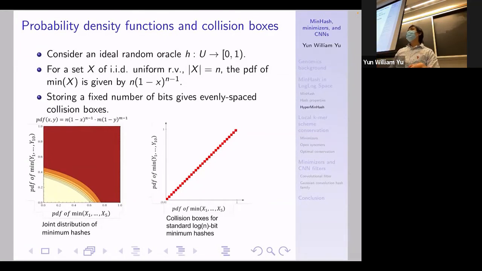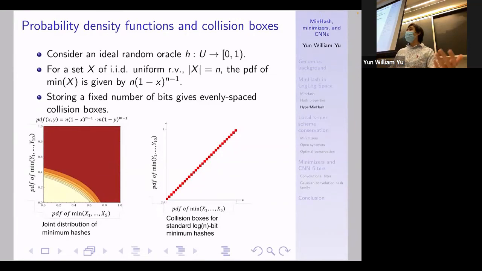The way you do this is, your hash function is some series of discrete values. These discrete values are going to correspond to boxes of probability mass along the diagonal line, though they might be different sizes depending on what you're throwing together. The collision boxes for standard log n bit minimum hash are all the same size, because you're just saying that things collide if you accidentally have two different items mapping to the same value. And that's something we don't want to happen.